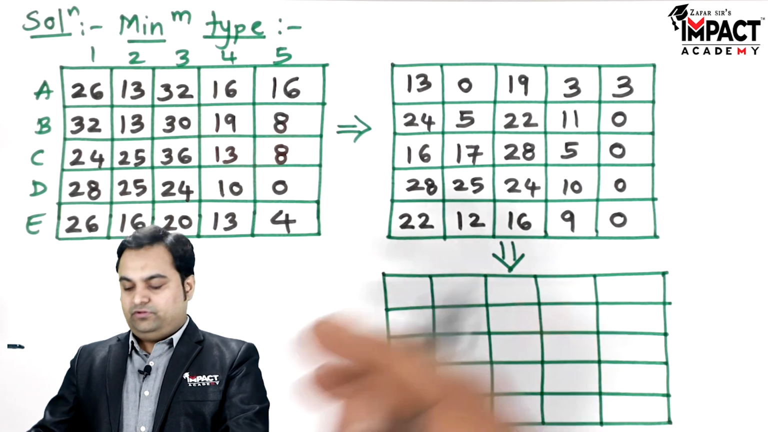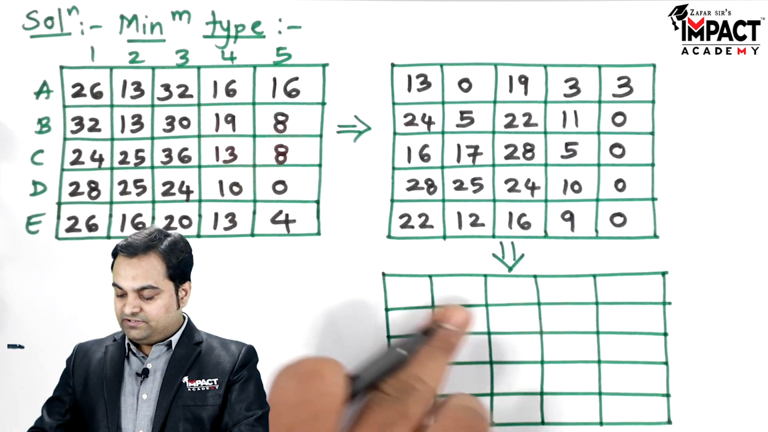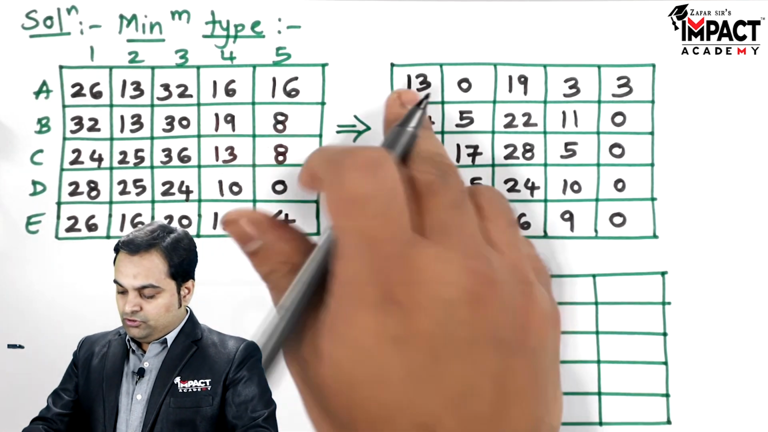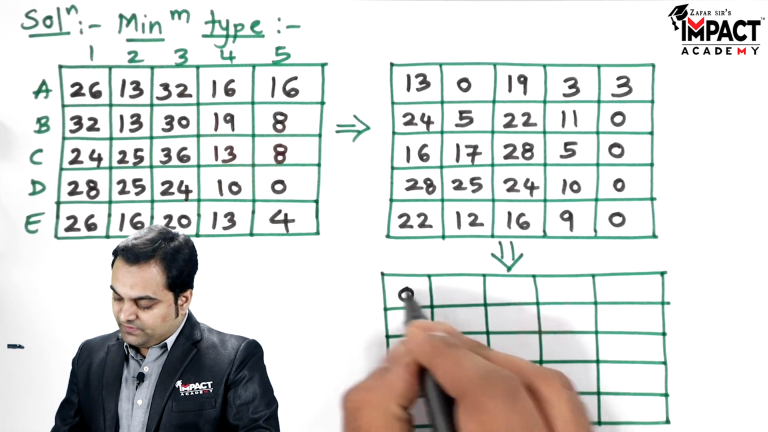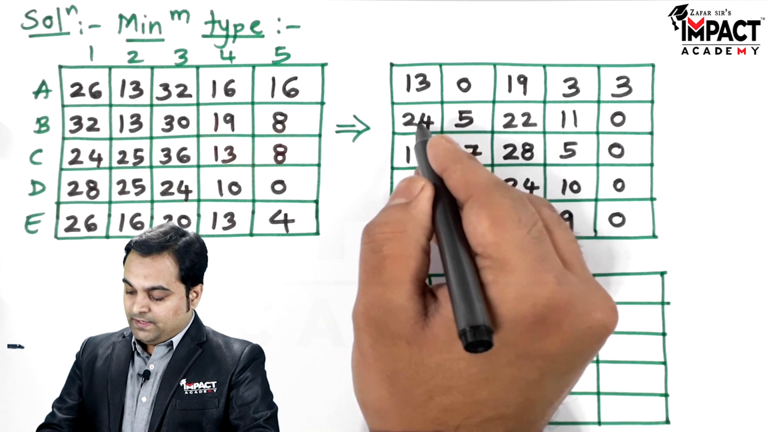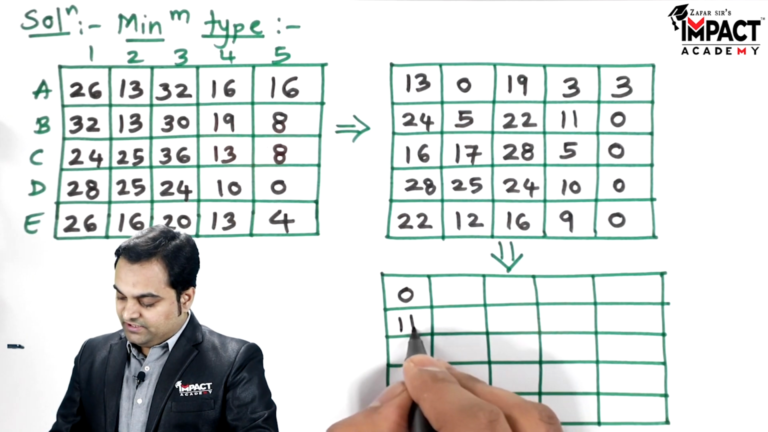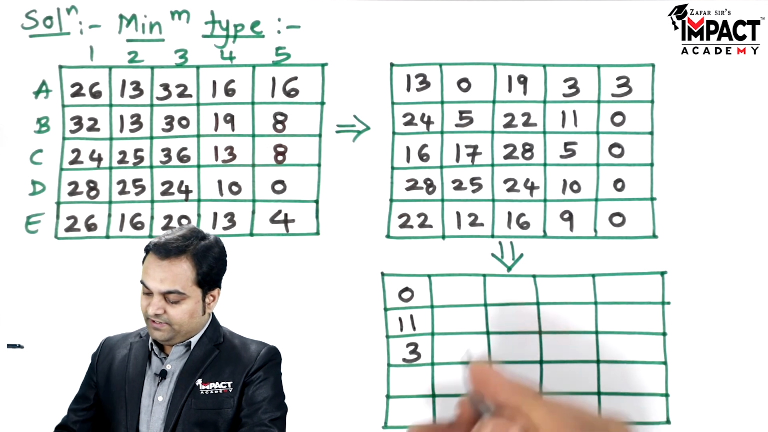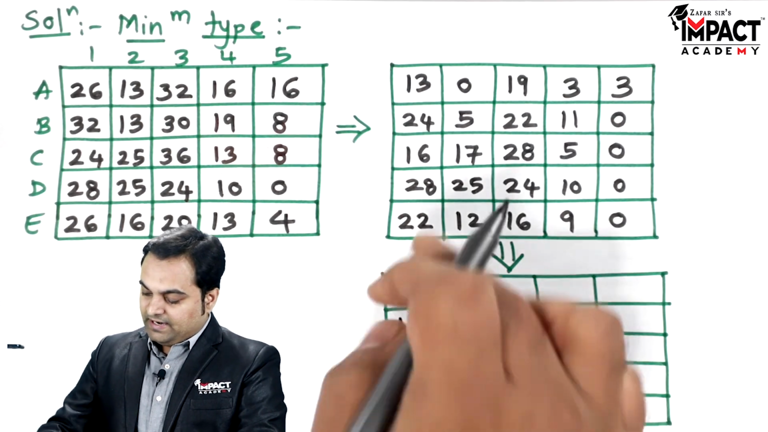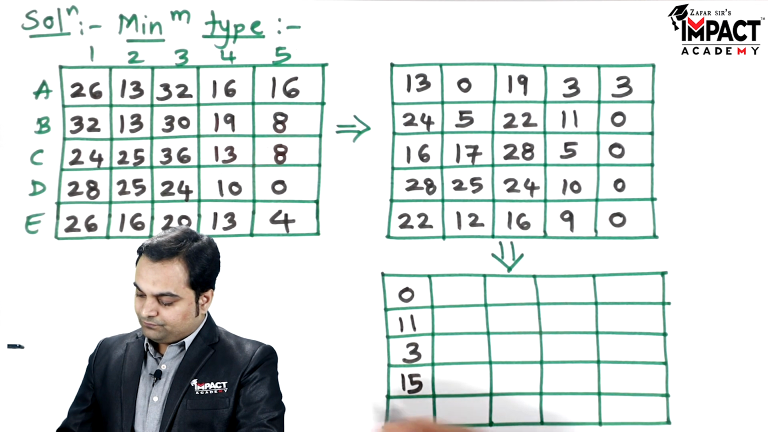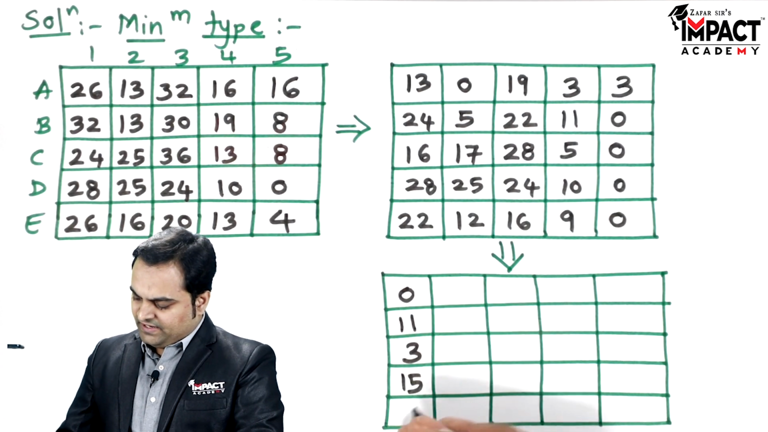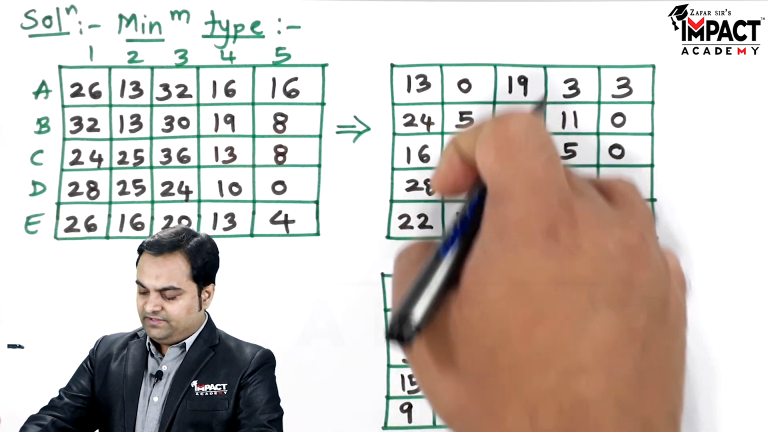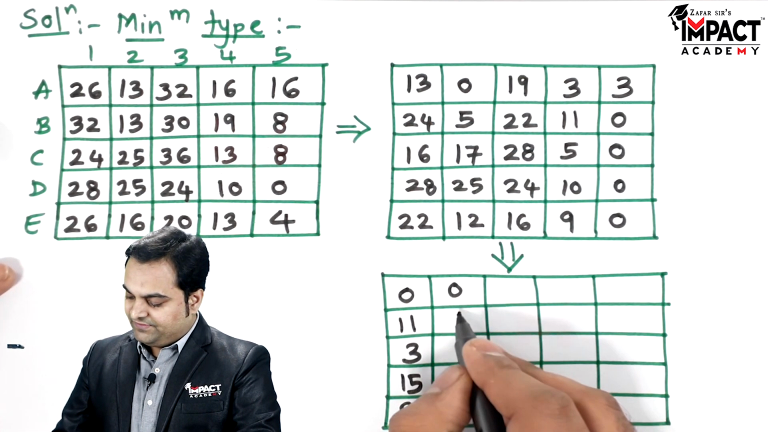Next, looking into the first column, the least element is 13. So subtract 13 from each of the terms. So here we have 0, that is, I'm writing for the column. 24 minus 13, which is 11. 16 minus 13, that is 3. 28 minus 13, that is 15. And 22 minus 13, that is 9. Next, in the second column, already a 0 is present, so it will be repeated as it is.